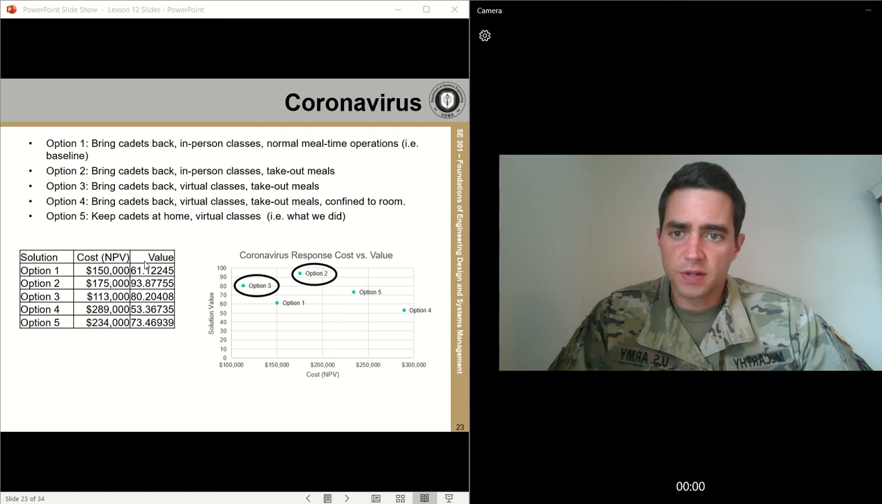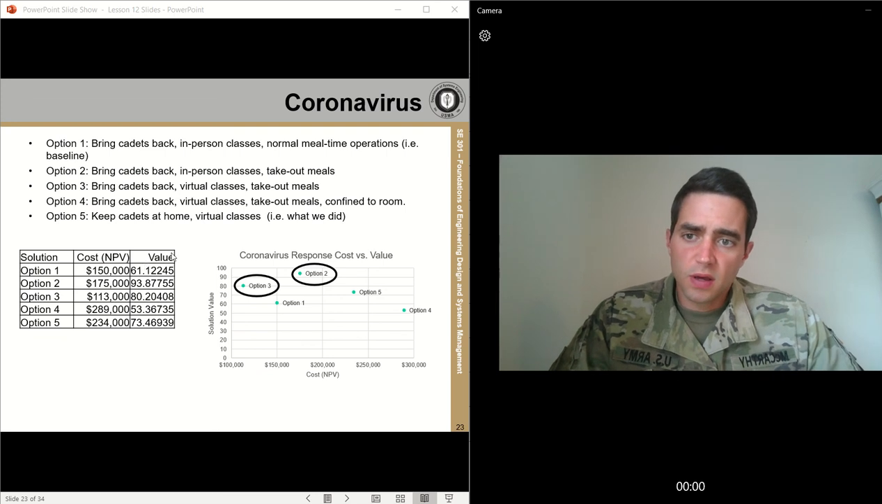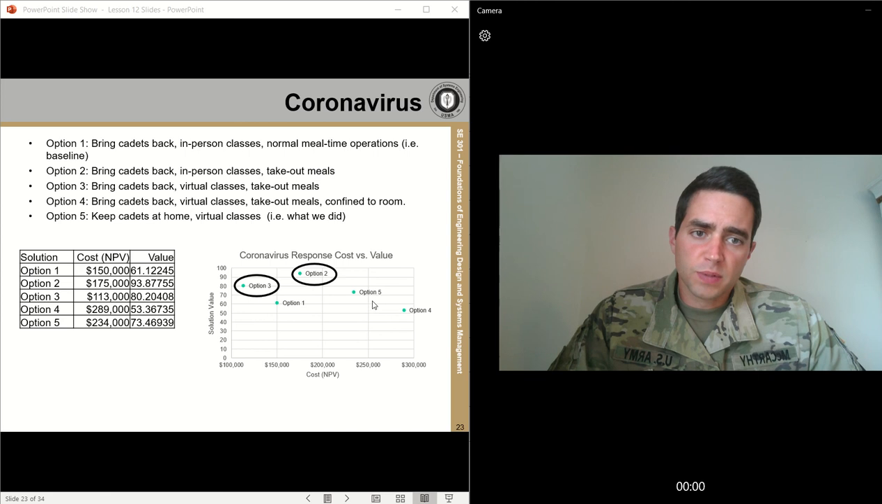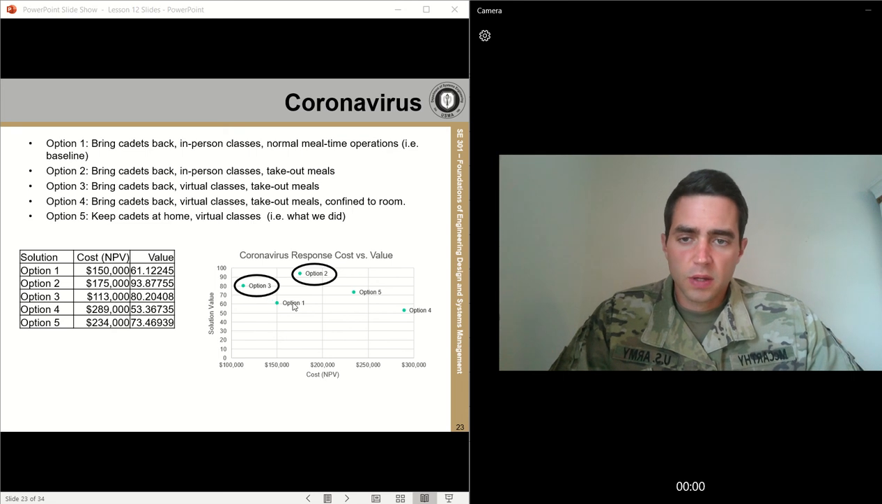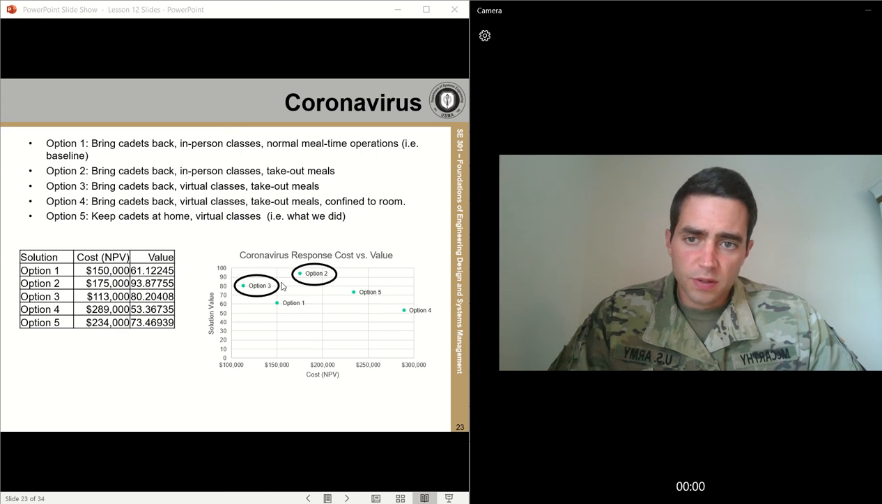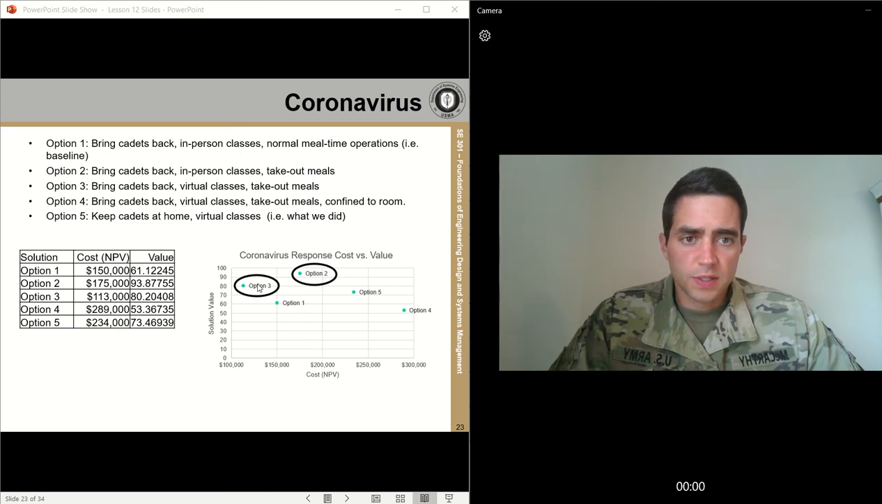So going back to the coronavirus example, we can see using this that options 1, 4, and 5 all achieve lower values than options 3 and 2, but option 4 and option 5 are more expensive than option 2, and option 1 is more expensive than option 3. So option 1 is dominated by option 3, and options 4 and 5 are dominated by option 2. So the two choices that we should continue to assess to determine which one is the winning solution would be option 3 and option 2.